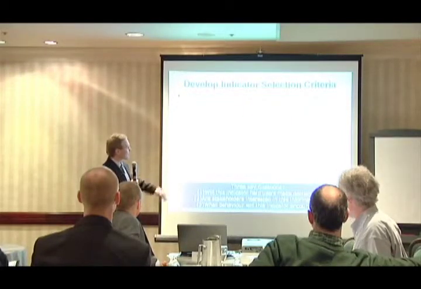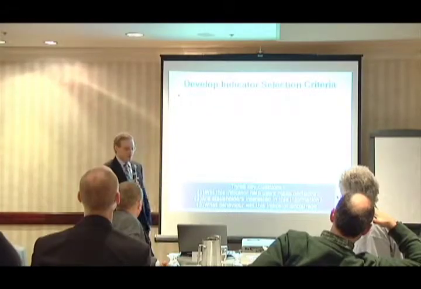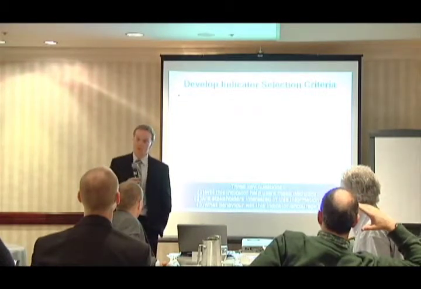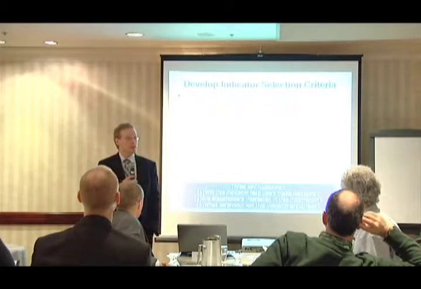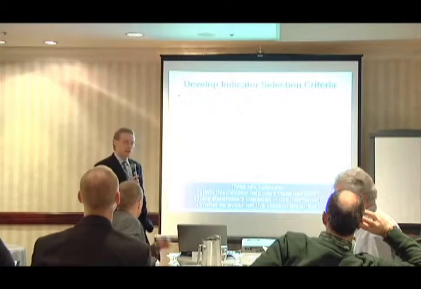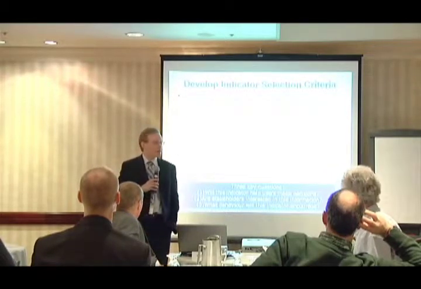You can see here that I've provided just a few samples. Okay, it's not to say that this is the best set of criteria, but this is one set that was used with the electric utility example that I provided earlier. In that context, we thought the indicators need to be understandable, actionable, so that in this particular case, reasonable improvement was within the control of the utility. Credible, relevant, illustrative, provide linkages. And again, there's certainly other things that you could potentially add there.